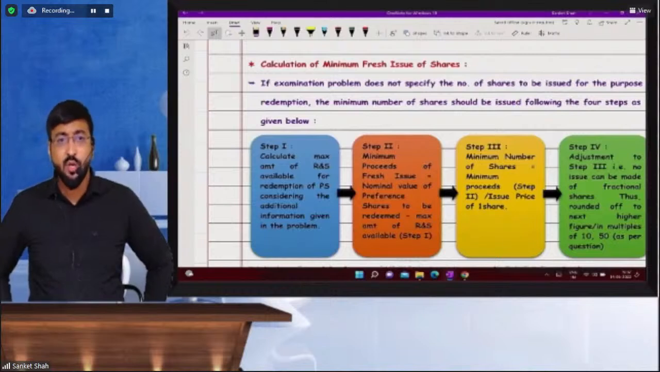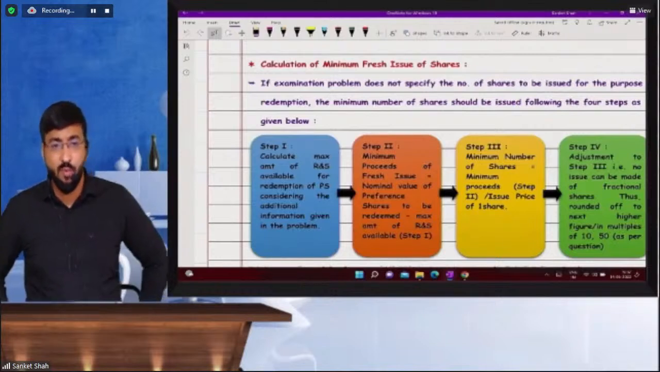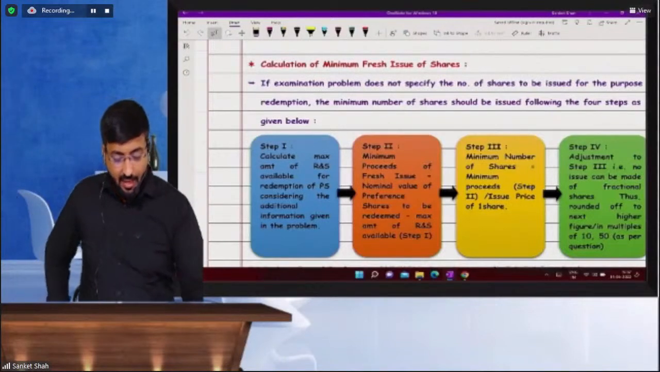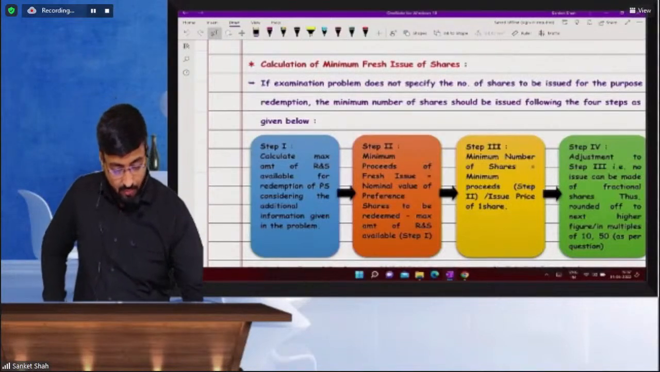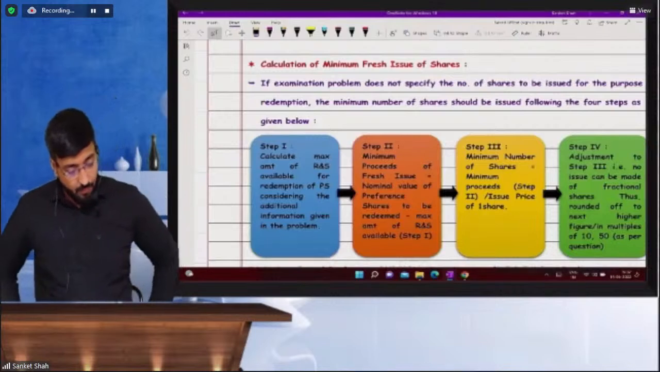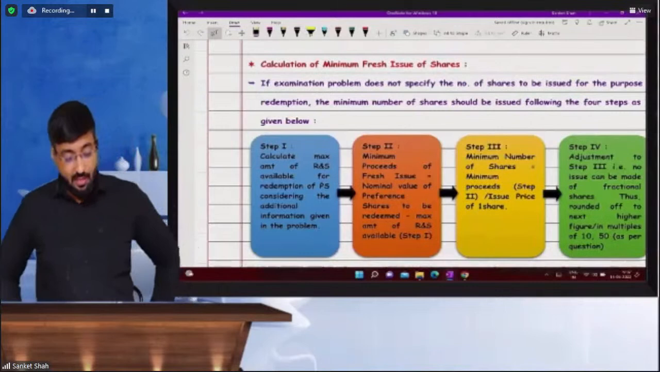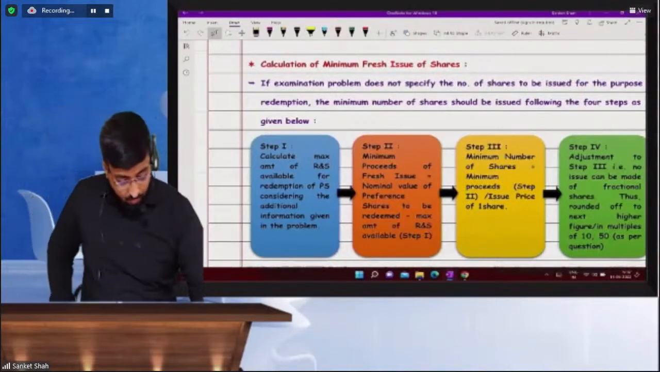If you issue equity shares, your account pro forma will be bank account debit to equity share capital and securities premium. And the second option that you have: P&L account debit to CRR. Okay.